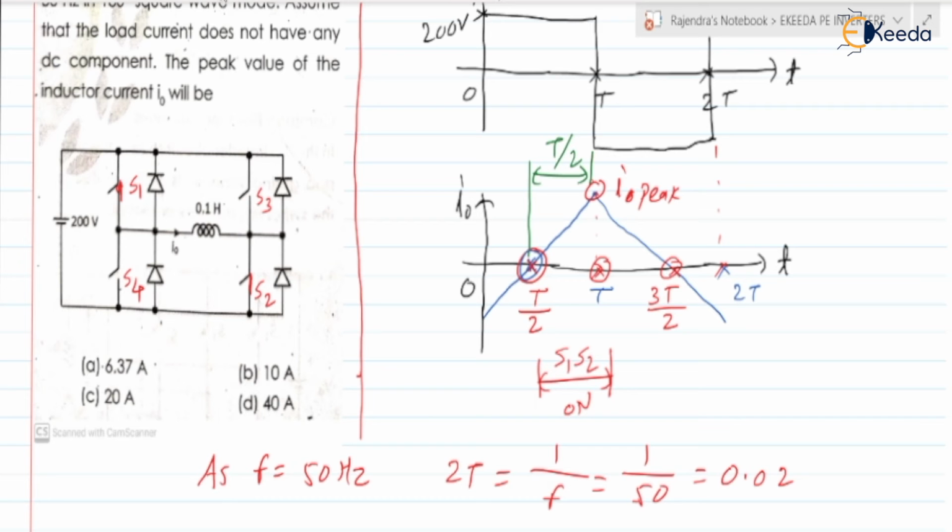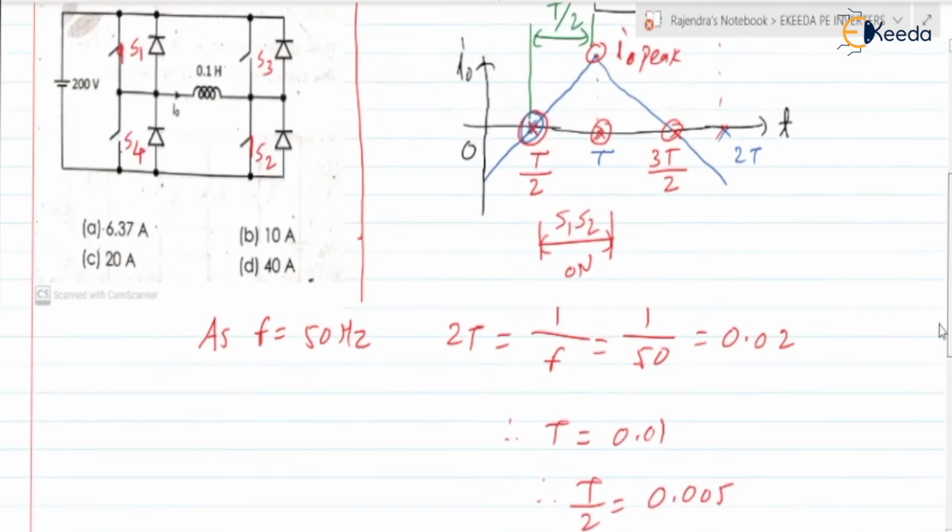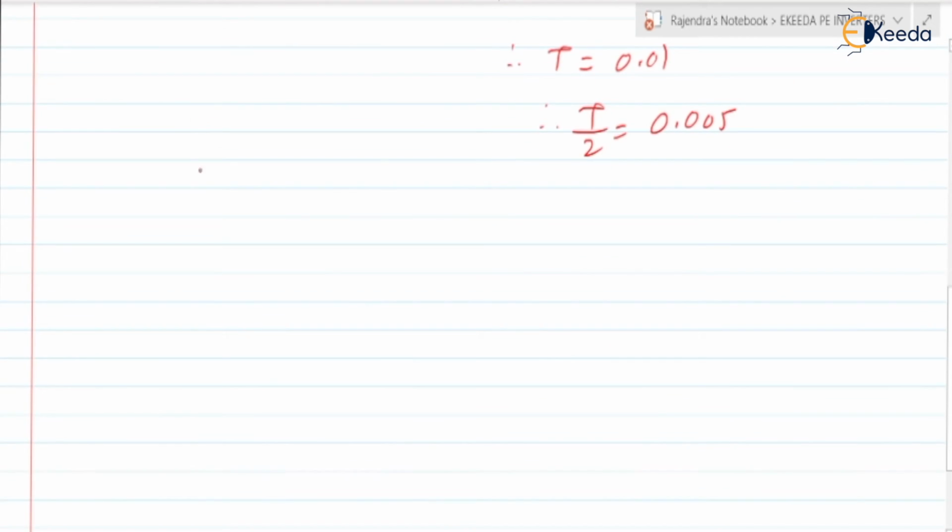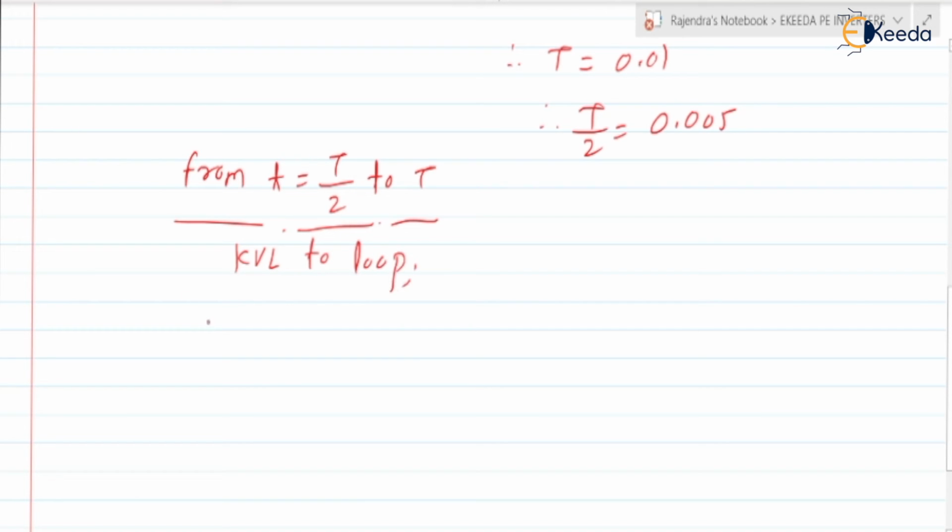Next, from t equal to T by 2 to T, as we know, switches S1 and S2 will be in the on state. So can we apply KVL to the loop? Yes, we can apply KVL: plus 200 minus 0.1 di0 by dt is equal to 0.